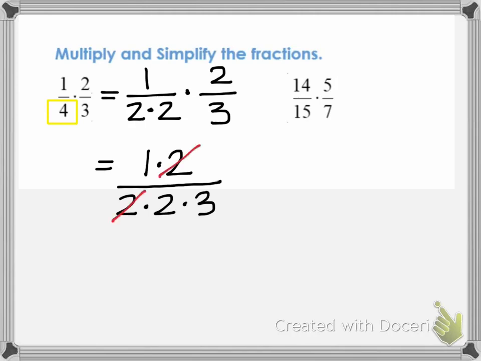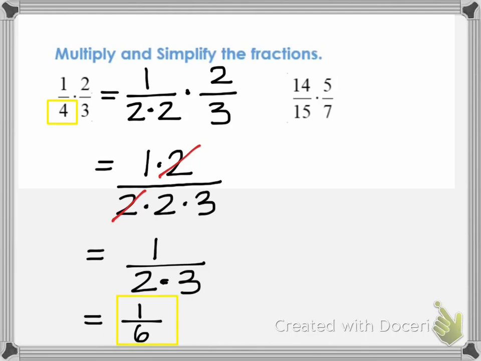Here's where the dividing out of the common factors happens. I have one factor of 2 in the numerator and another factor of 2 in the denominator, so I can divide them out. So I'm left with 1 in my numerator and 2 times 3 in my denominator, for a final answer of 1/6. Okay, let's look at the next one.